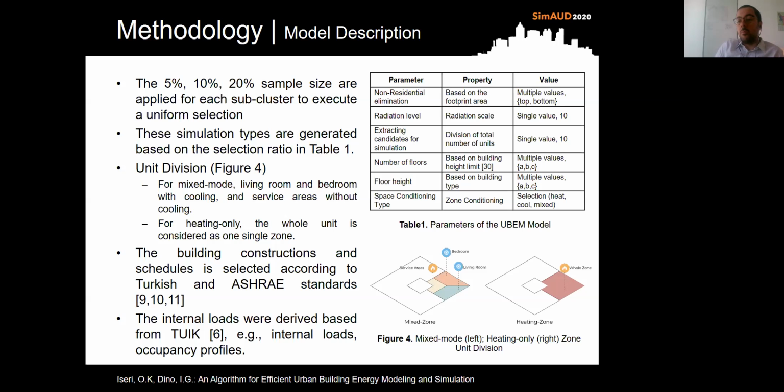All the thermal standards came from Turkish standards. And lastly, as we said before, all the internal loads, occupancy, and extra information related to the internal rules and occupancy come from TÜİK.